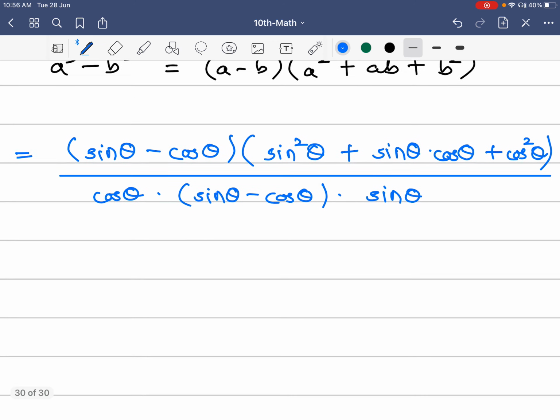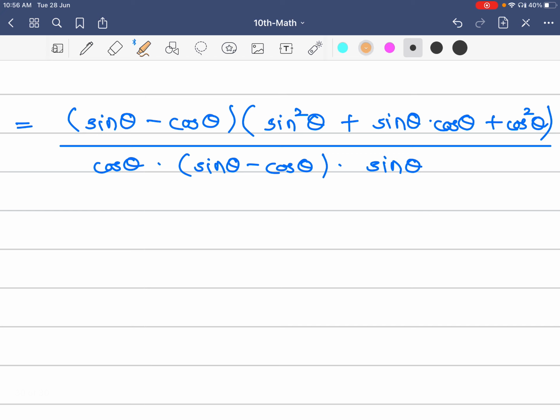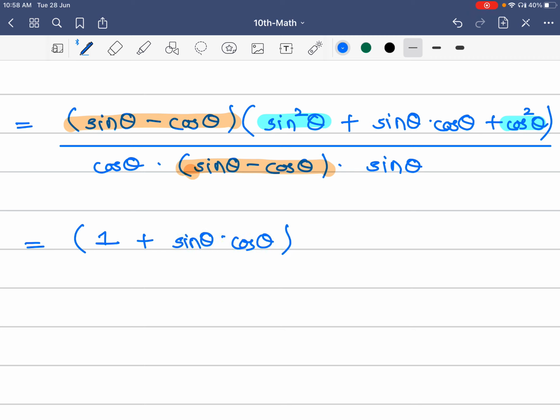Again quickly, if you look at this numerator and denominator, this is sin theta minus cos theta, this is sin theta minus cos theta, they are going to get cancelled with each other. That is the first thing. Second thing, sin square theta plus cos square theta is going to be 1. So I'm going to write it directly. These things have got cancelled, the orange one, so that is ignored, and sin square theta plus cos square theta has become 1. So 1 plus sin theta into cos theta, the whole upon the denominator, which just has cos theta into sin theta.